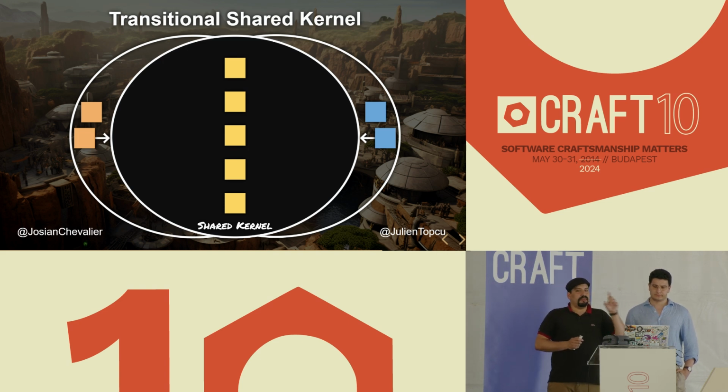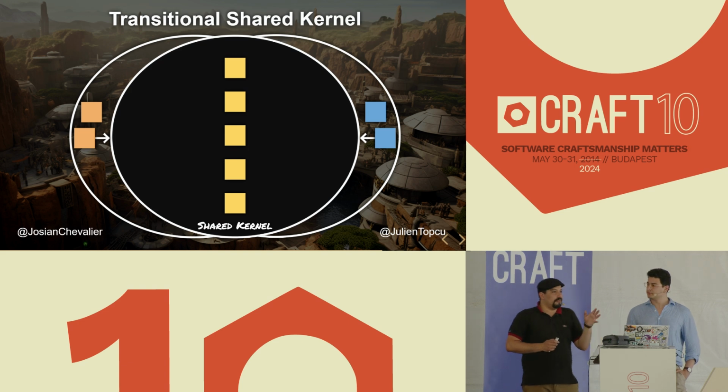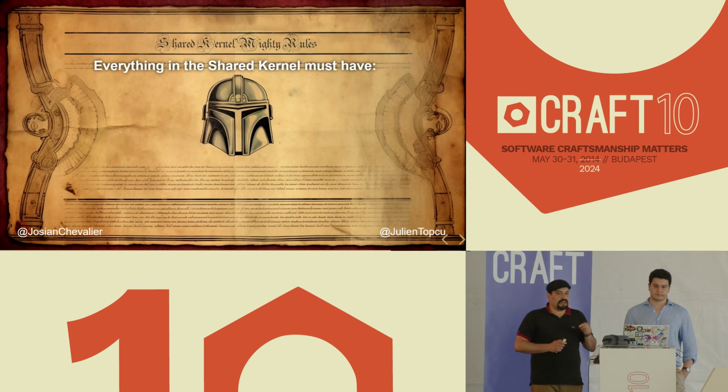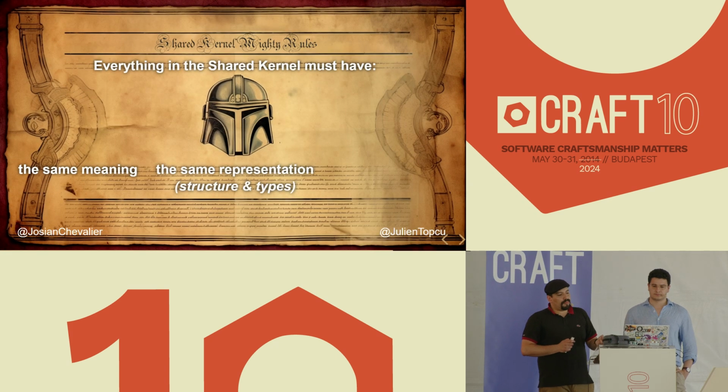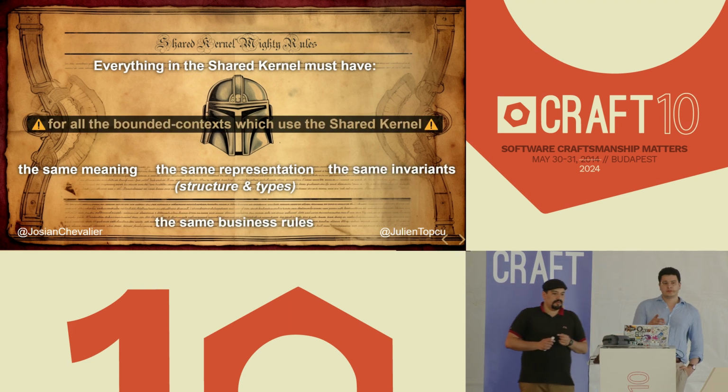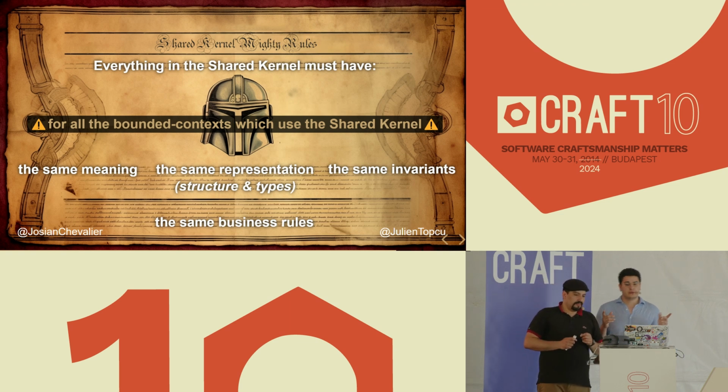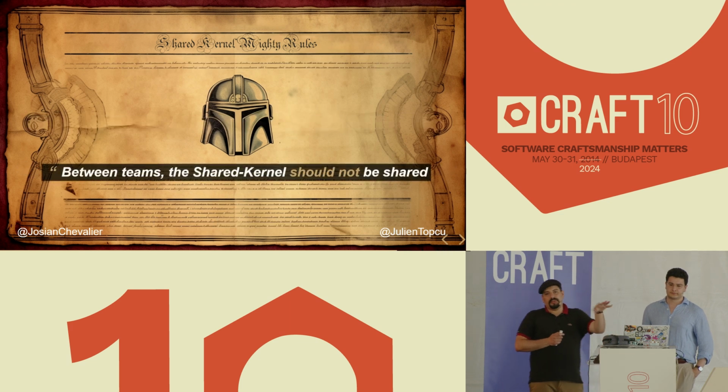But the shared kernel is not a common or a util package. This is something where you put only business concepts. Furthermore, everything you put inside the shared kernel must have the same meaning, the same representation regarding structure and types, the same invariants, and the same business rules. This has to be true for every single bounded context that is sharing a shared kernel, because right now we only have booking and search, but we can have more. And it also means that if you share it between teams, anytime you have to modify the shared kernel, you need to ask every other team if it might impact them in a way that changes one of these rules. So you end up coupling your cognitive load completely with the one of other teams. That's why we discourage sharing that kind of shared kernel between teams.